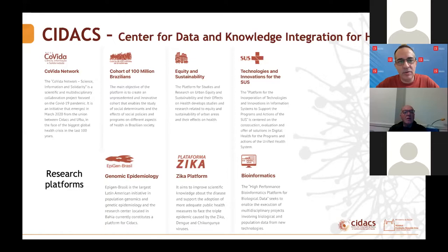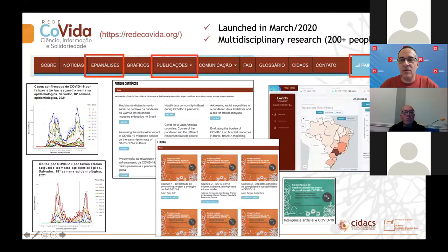And this is just an overview of how we do research at CIDACS and which subjects we are addressing. So bioinformatics and genomic epidemiology. There are people working on some specific projects for technologies for SUS, which is our national health system. And the cohort of 100 million Brazilians, I think this was the first project, and I think this is the most famous. And recently we engaged in some efforts in terms of COVID-19.